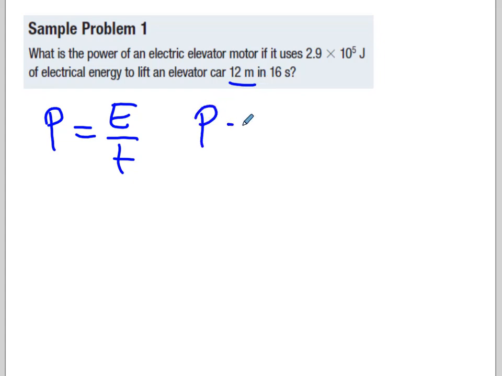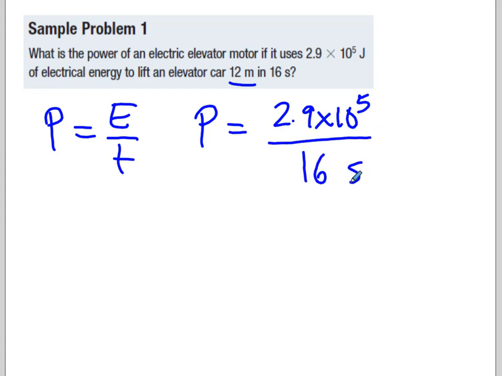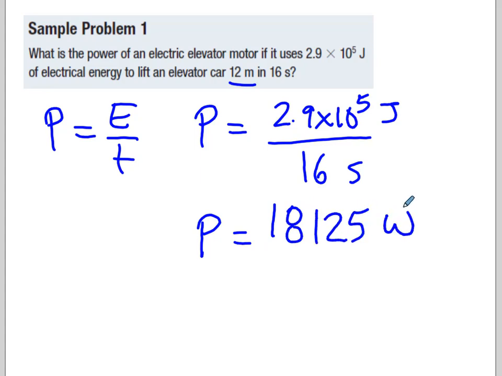So we're asked for power. We have 2.9 times 10 to the 5th joules, and we're going to consume that in 16 seconds. So if we punch that in, 2.9 times 10 to the 5th divided by 16, I get 18,125 watts, which might also be written as 18.1 kilowatts.